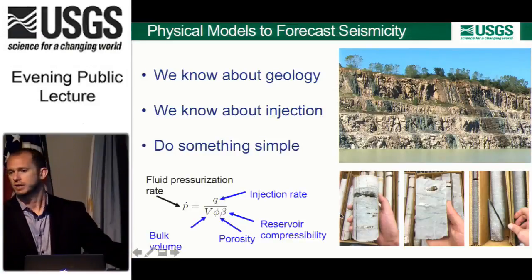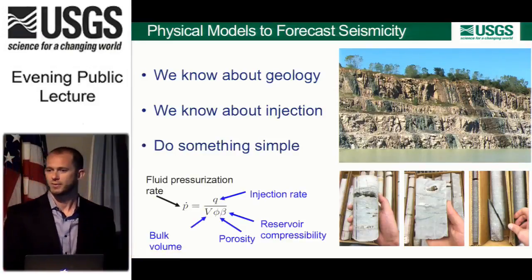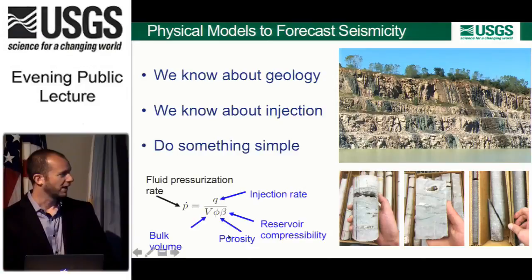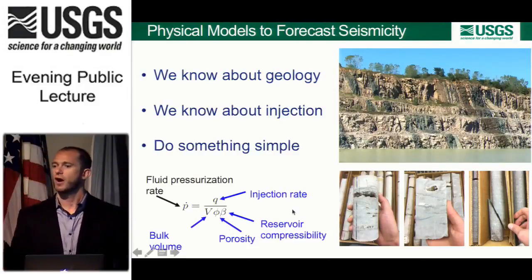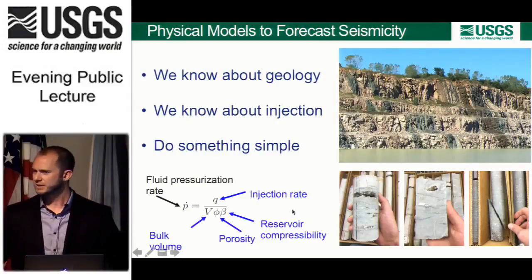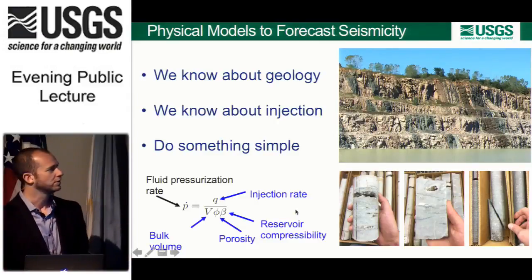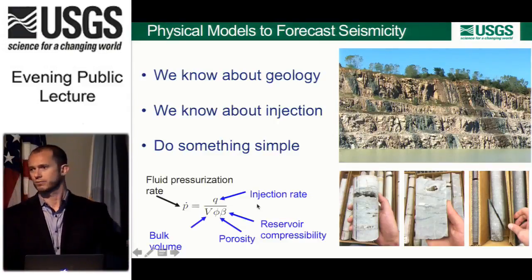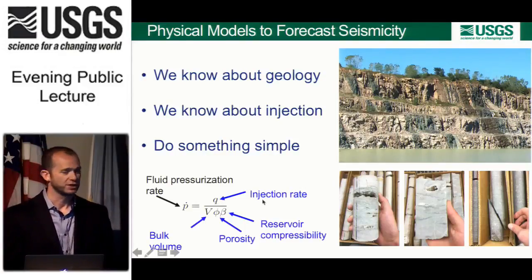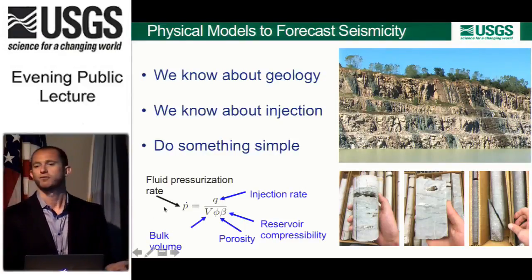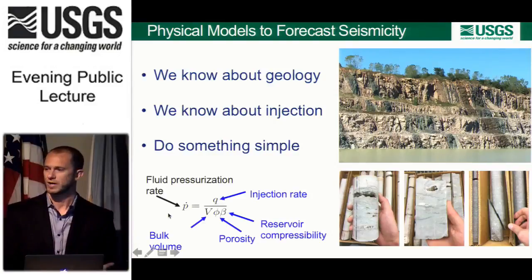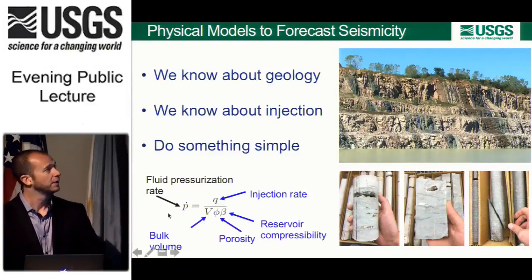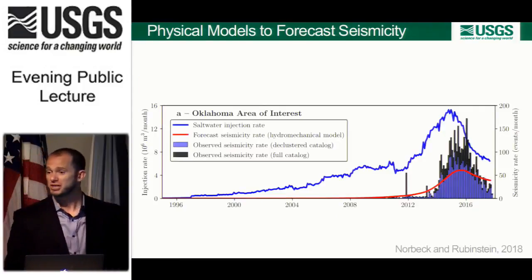So I apologize now for showing an equation. I do my best not to use them myself. But basically what we're looking at at the bottom here are three properties of the formation. So these are basic geologic parameters that we know. And then we take the injection rate. So we, again, have all of that information. And so then we're able to get our fluid pressures and the change in the fluid pressures. And from that, we're able to forecast our earthquake rates. And so let's go ahead and do that.